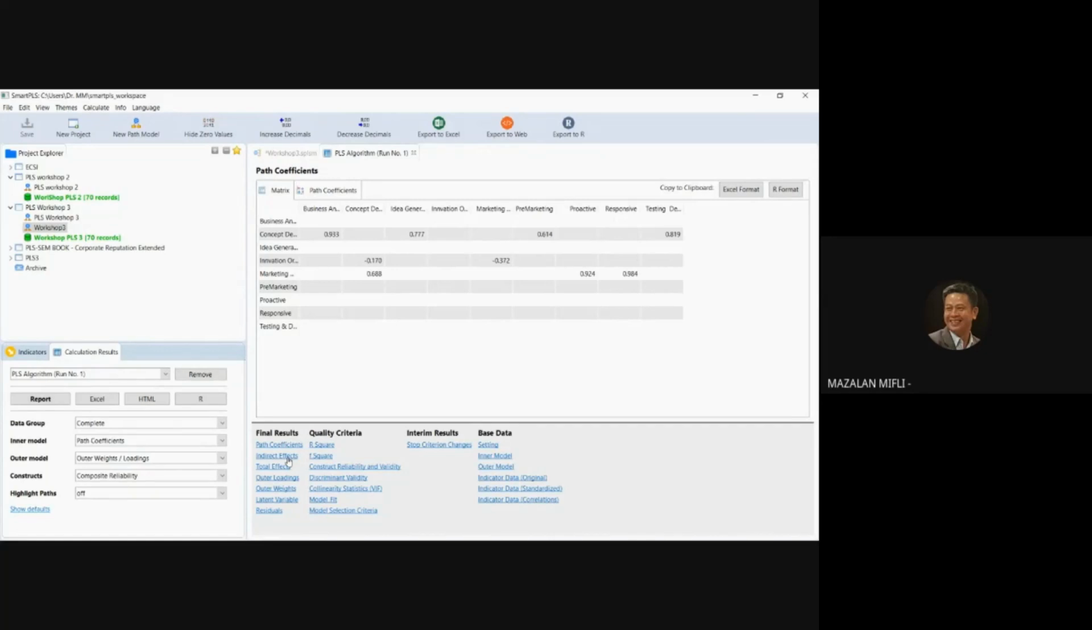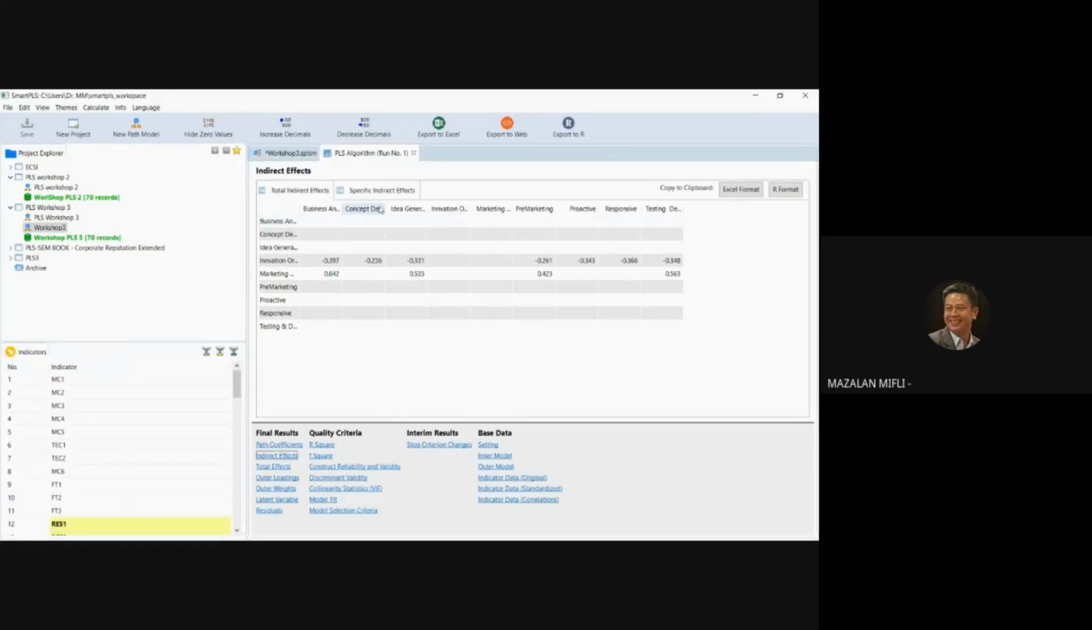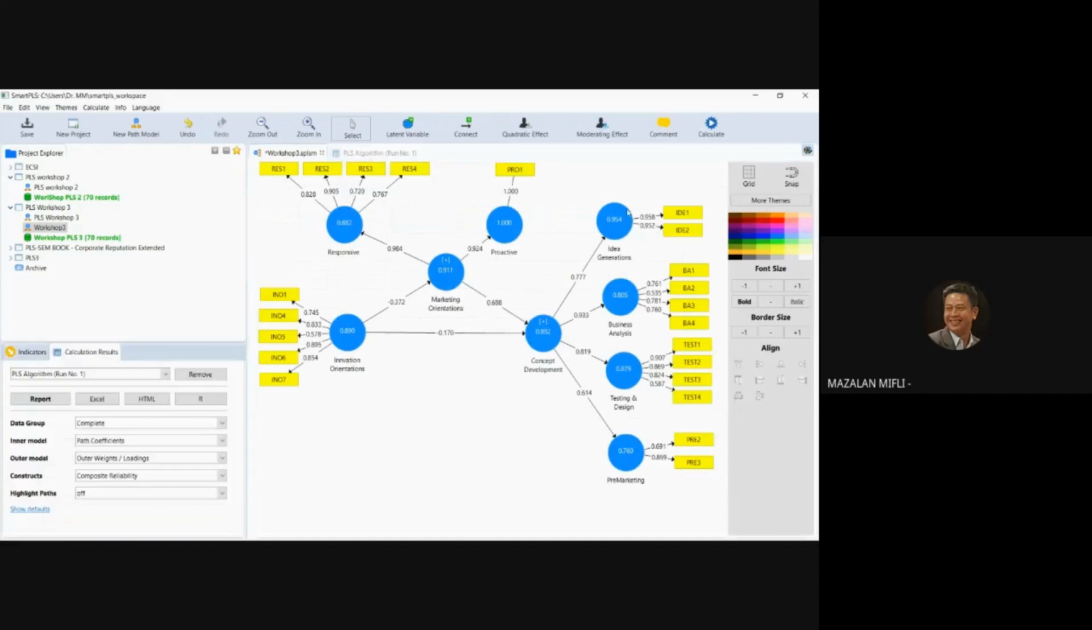This is the normal PLS algorithm. We have not bootstrapped yet, but you just have to look at the indirect effect. Copy this and put that in your thesis, it will look nice. So all these figures, we're only interested in the middle one here. This is the one that we really want to know.